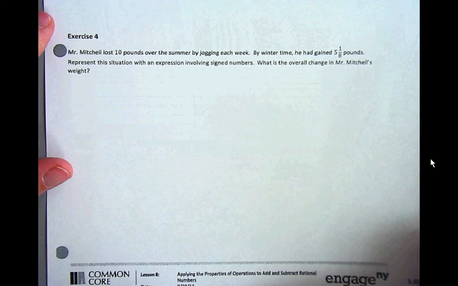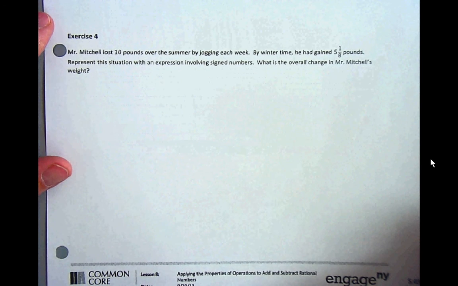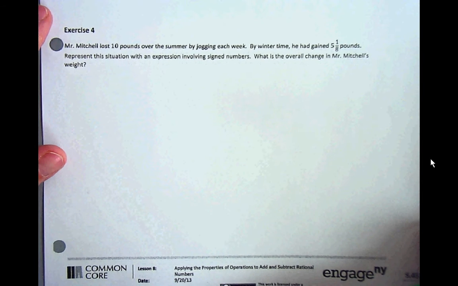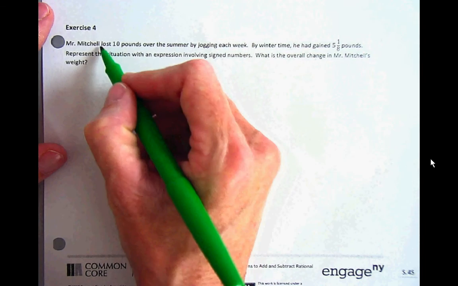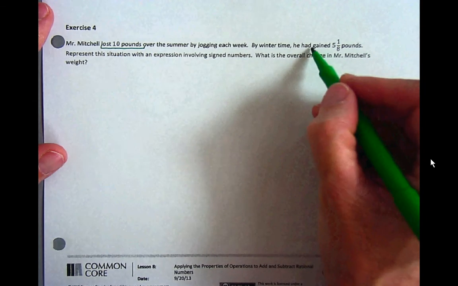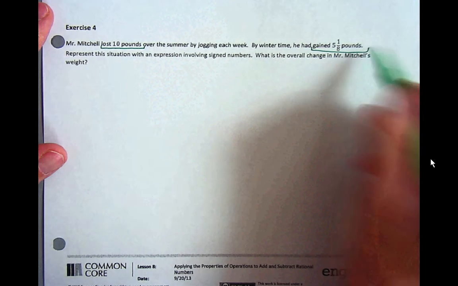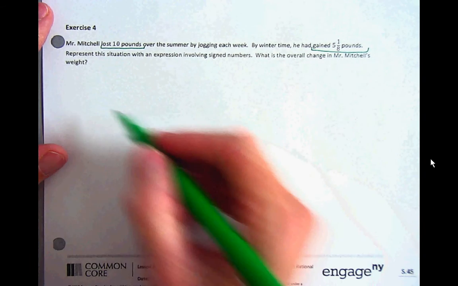All right, for exercise 4, Mr. Mitchell lost 10 pounds over the summer by jogging each week. By wintertime, he had gained 5 1/8 pounds. Represent this situation with an expression involving signed numbers. What is the overall change in Mr. Mitchell's weight? So if he lost 10 pounds, but then he had gained 5 1/8 pounds, how would we represent that?